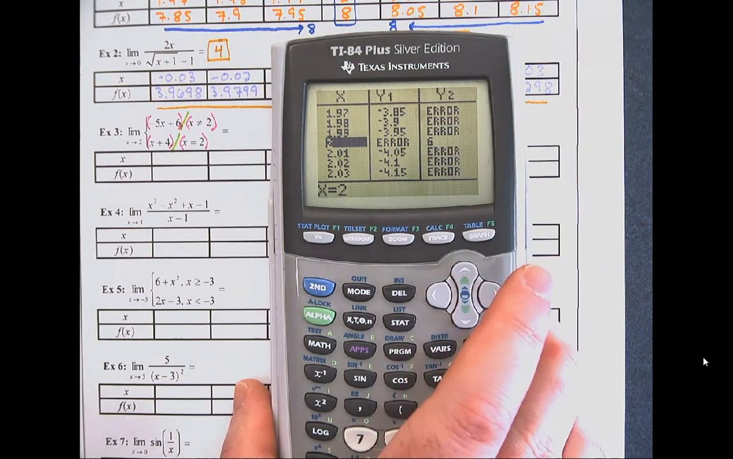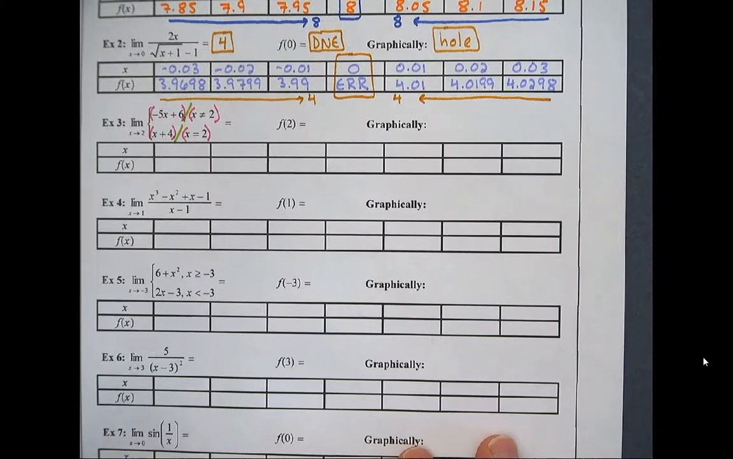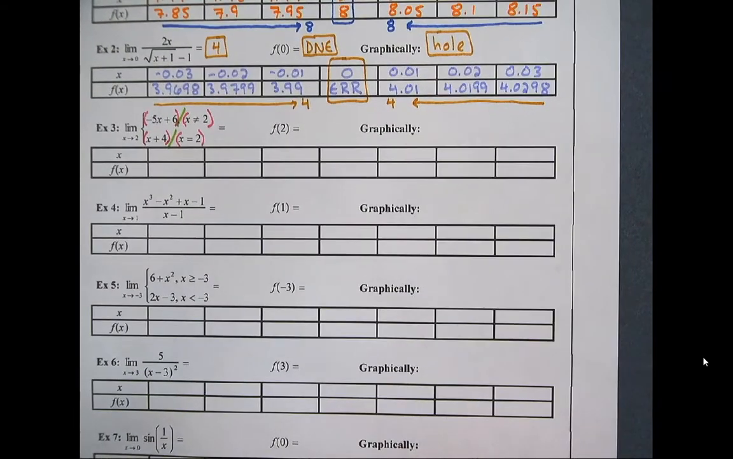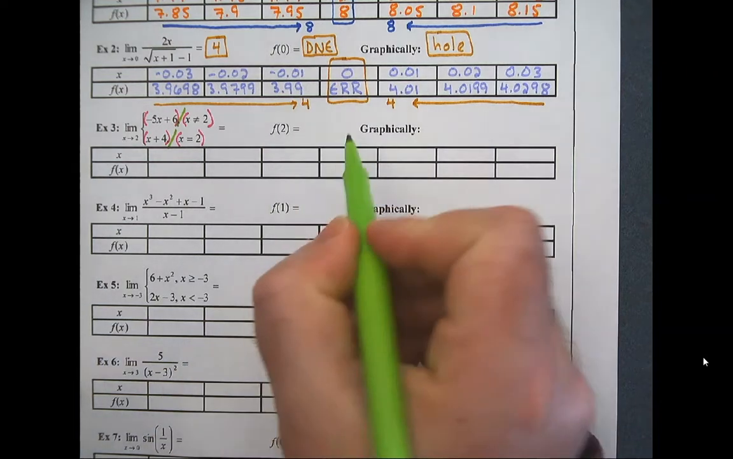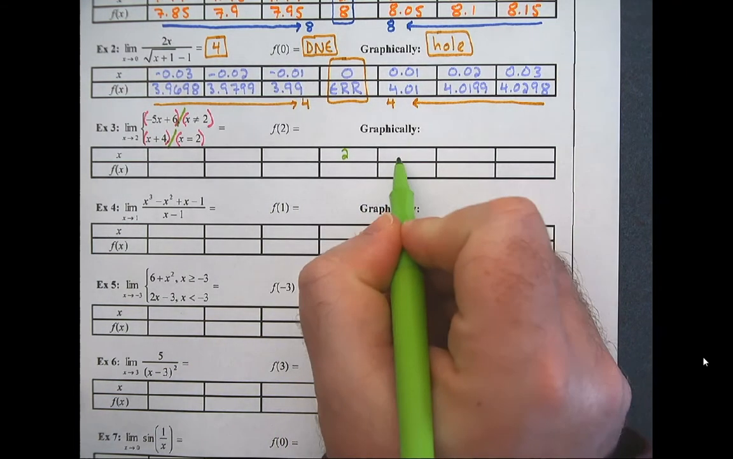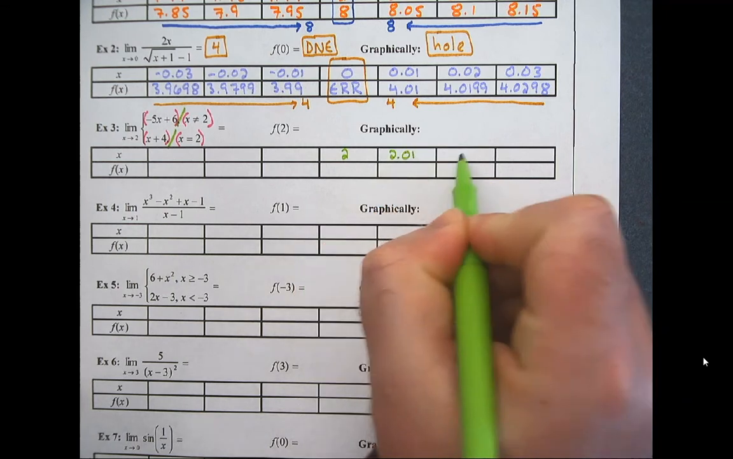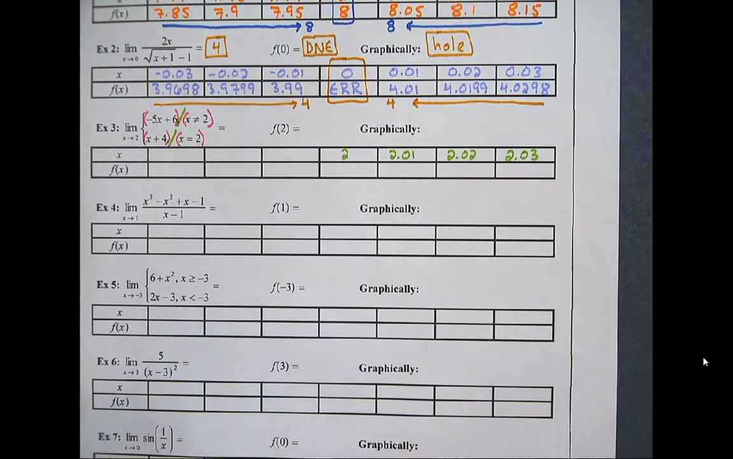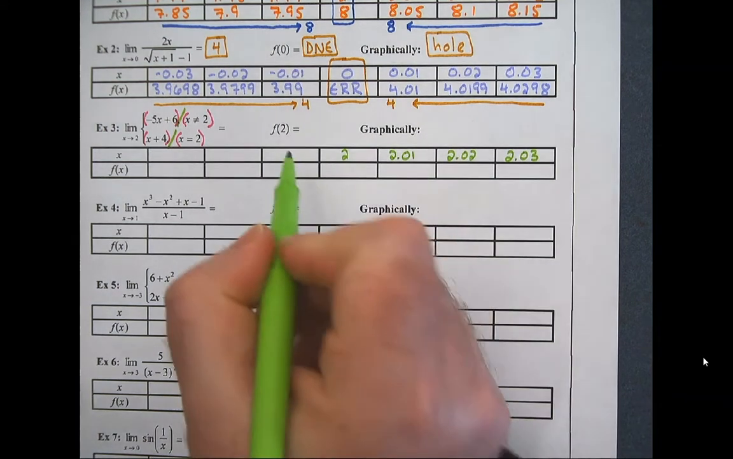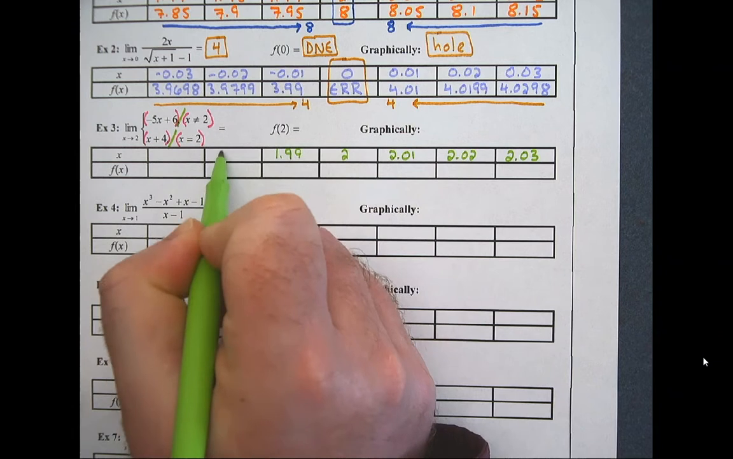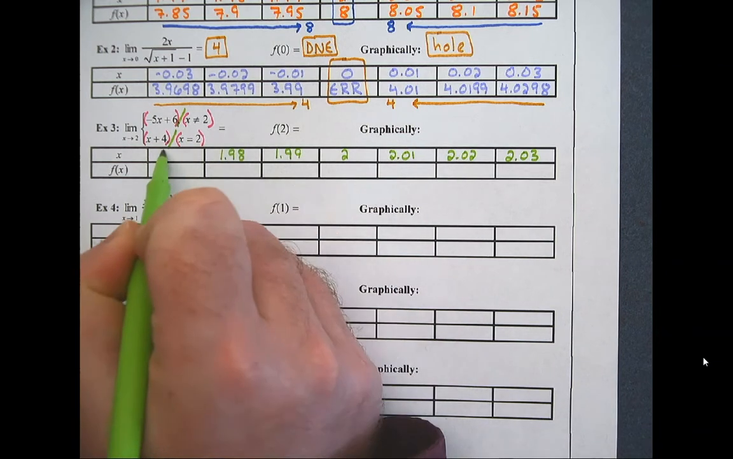So I'm going to move this to the side, fill in my table. I mean, I could have filled in the table pretty well right off the bat, considering we know that 2 is going to be the value we're approaching, and I'm always counting by 0.01s. So this would be 2.01, 2.02, 2.03. And then going the other way would be 1.99, 1.98, 1.97.